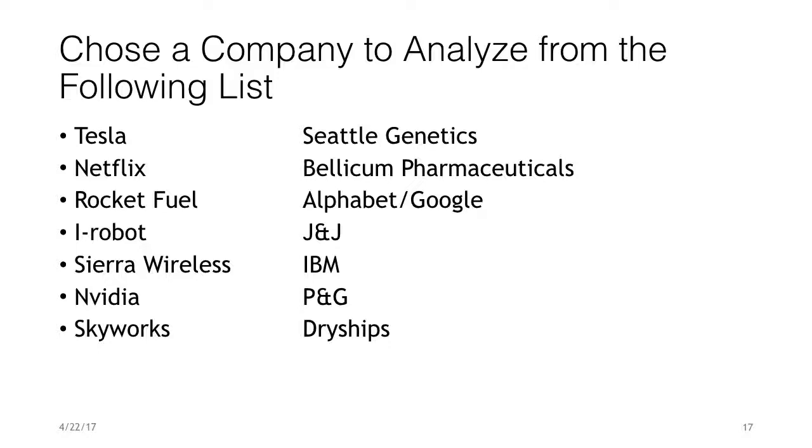Real quickly, I'm not standing by any of these, but I think Tesla's stock, if you want to look up the stock amounts in MSN, it's TSLA. I think Netflix is NTFX, I think. Rocket Fuel is FUEL. iRobot is IRBT. Sierra Wireless is SWIR. NVIDIA is NVDA. Skyworks, I think, is SKYS. Seattle Genetics is SGEN. Biolicom Pharmaceuticals is BLCM. Google is like GOOG, I think. Johnson & Johnson is JNJ. IBM is IBM. Procter & Gamble is PG. And Dry Ships is DRYS. So, good luck on those.